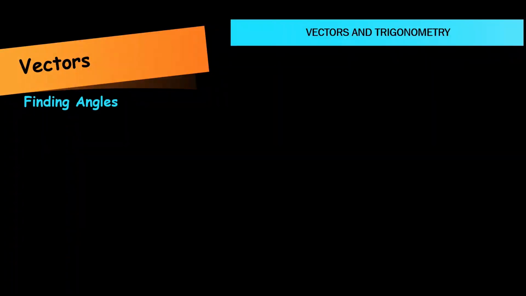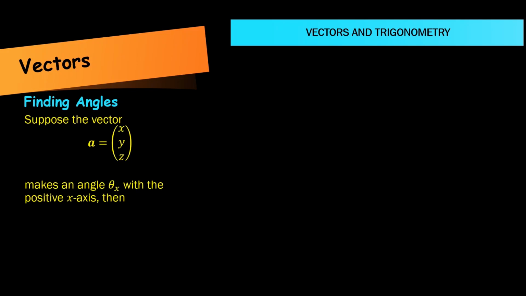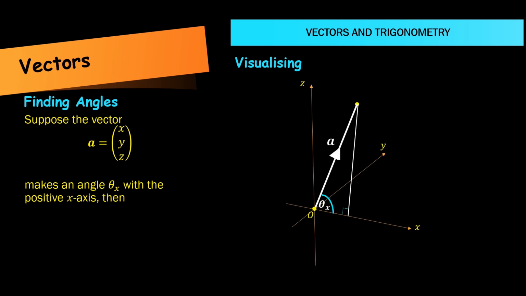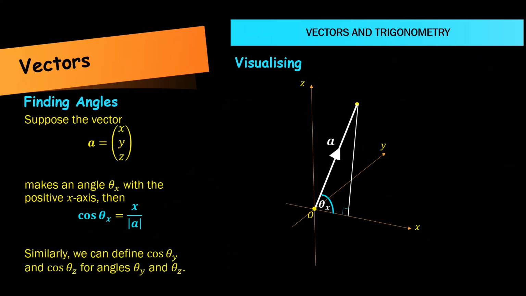Now let's look at finding angles. Suppose we have the vector a equals (x, y, z), making an angle theta x with the positive x-axis. If we visualize it, it will look something like this. So we have that cos theta x equals x over mod a. Similarly, we can define cos theta y and cos theta z for angles theta y and theta z.